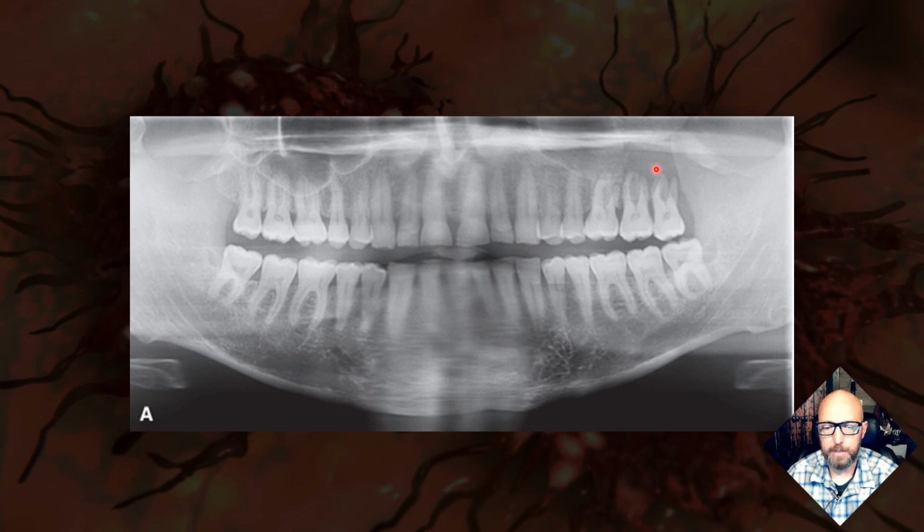This sinus border is missing. This has ragged borders, something ragged and destructive. This is a malignancy. This is one of those cases of squamous cell carcinoma arising from the sinus.